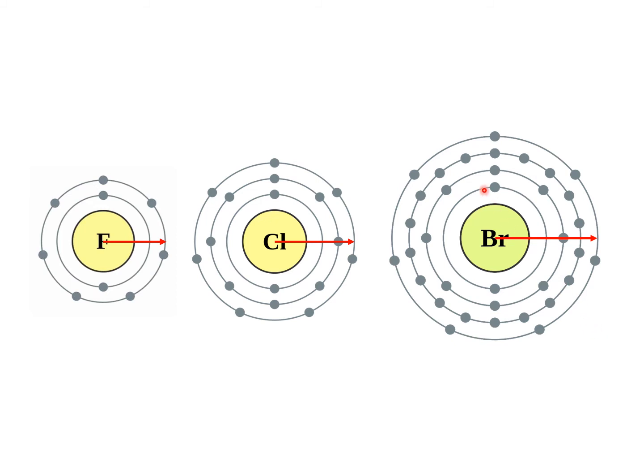So therefore bromine will be less reactive than fluorine. Because fluorine is smaller, there is a smaller distance between the nucleus and the outer shell electrons, meaning the electrostatic attraction will be stronger, and so it makes it easier for it to gain that extra electron, meaning it's more reactive compared to bromine, which is less reactive.